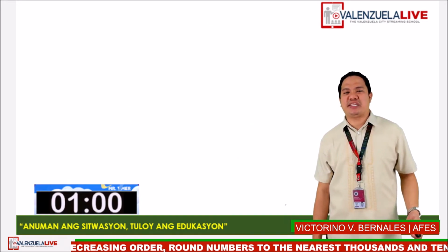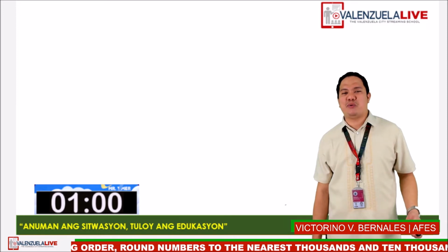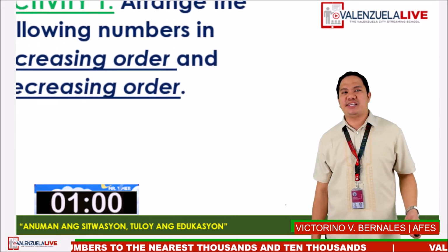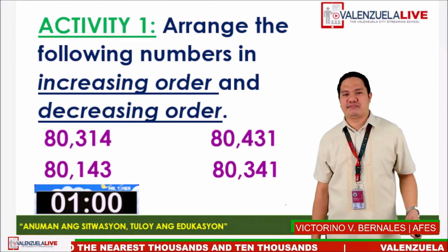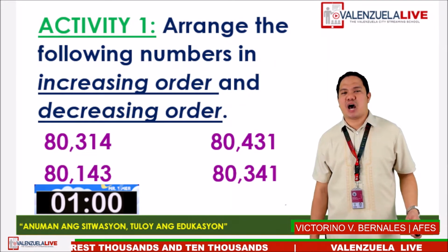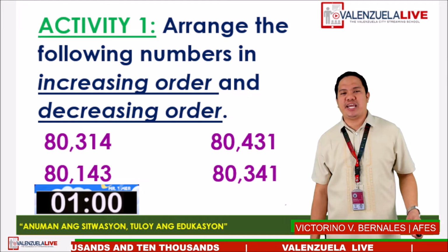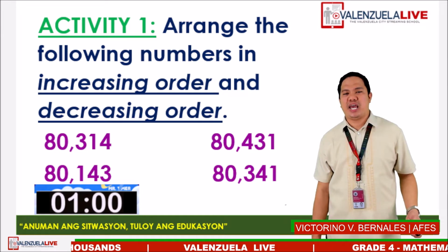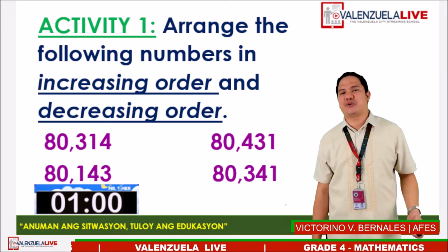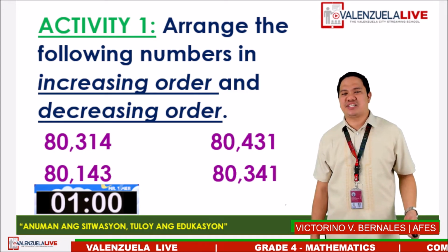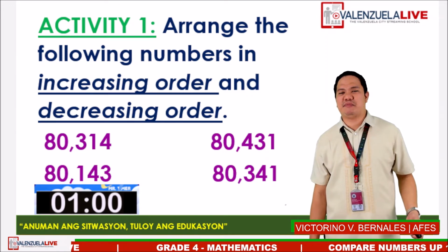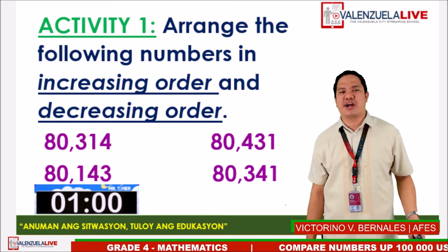In this activity, you just have to arrange the following numbers in increasing and decreasing order. And these are the numbers: 80,314, 80,143, 80,431, and 80,341. You only have a minute to answer this activity, and your timer starts now.